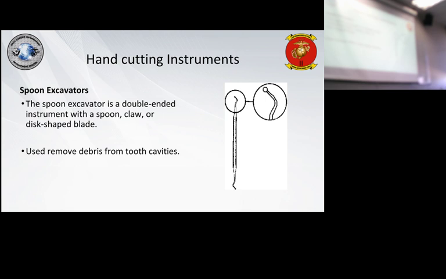Right. The spoon excavator is double-ended, has a little hook on it. It also has a spoon. Okay, it's used to remove debris from tooth cavities. You got to clean all that out before you cap it off, or you're just going to cap that bacteria in and rot the tooth.